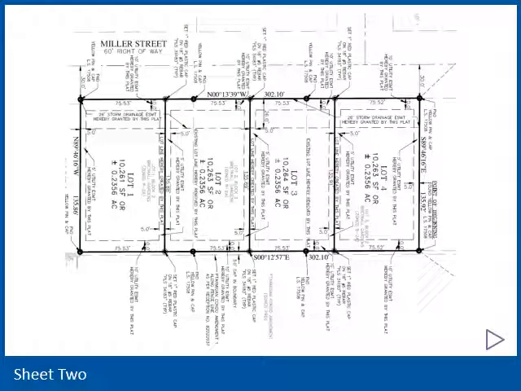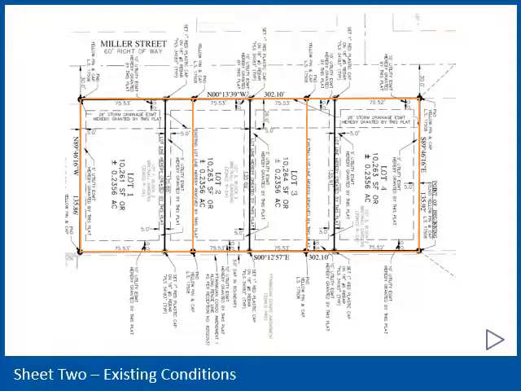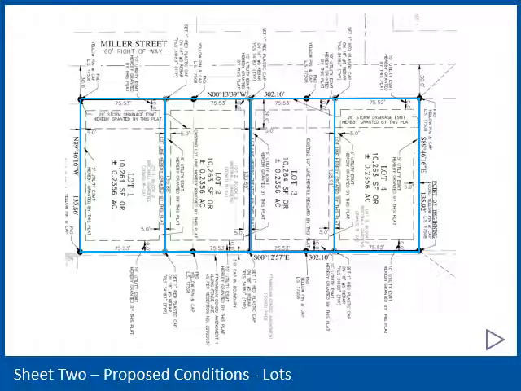This is the same image zoomed in. North is to the right. Highlighted here in orange are the existing conditions of the existing 3 lots. The total size of the subject property is just under 1 acre. Highlighted in blue are the 4 proposed lots.